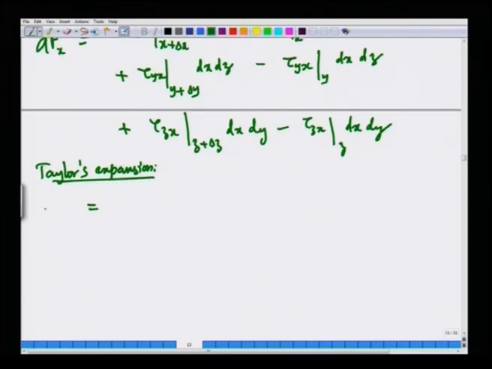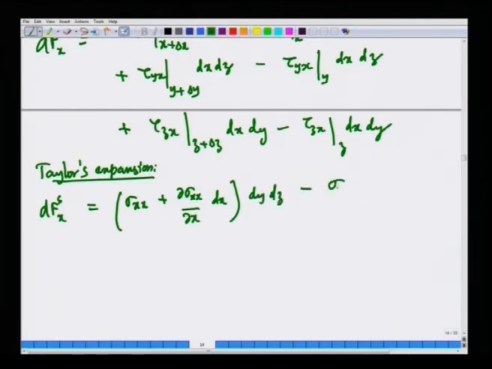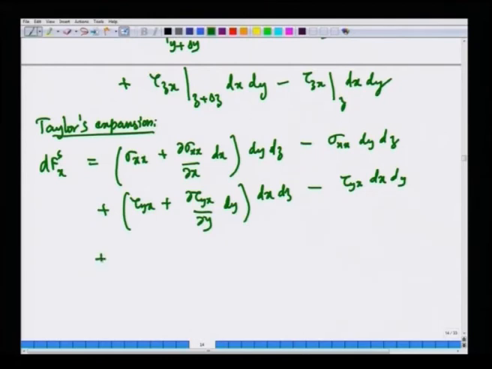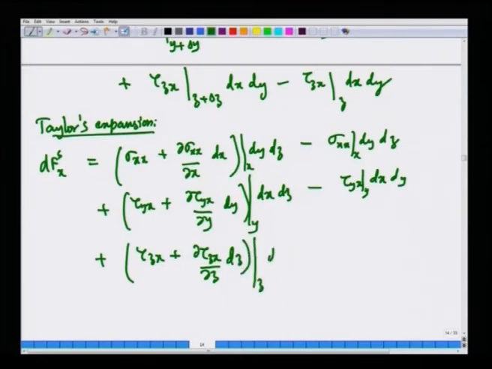After doing Taylor's expansion, you will find that dF_sx is (sigma_xx plus d sigma_xx/dx times dx) dy dz minus sigma_xx dy dz, plus (tau_yx plus d tau_yx/dy times dy) dx dz minus tau_yx dx dz, evaluated at y, plus (tau_zx plus d tau_zx/dz times dz) dx dy minus tau_zx dx dy evaluated at z. You can anticipate the cancellation of several terms as follows.